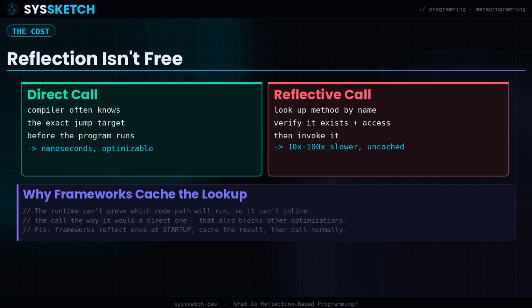That convenience isn't free. A direct method call is one of the cheapest operations a computer performs. The compiler often knows exactly which instruction to jump to before the program even runs. A reflective call skips that shortcut. The runtime has to look up the method by name, verify it exists, check access rules, and only then invoke it, work that repeats on every single call unless the framework caches the result. That's measurably slower, sometimes by one or two orders of magnitude, and it also blocks certain compiler optimizations, because the compiler can no longer prove which code path will actually run. This is exactly why frameworks that lean on reflection do so at startup, when wiring the application together, and switch to normal fast calls once everything is set up.